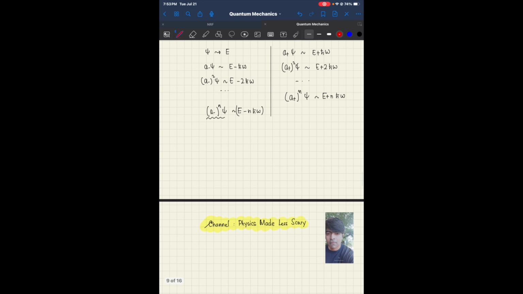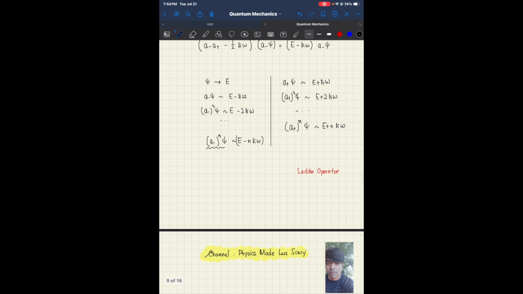This justifies the name ladder operator. So these a plus and a minus are called ladder operators. Why is that? Because you see, as you apply this, it is like a rung, right? This is the first rung of your ladder. This is the second rung of your ladder. So as you apply a plus again and again and again, you go up this ladder. You go up this ladder by applying these a pluses.